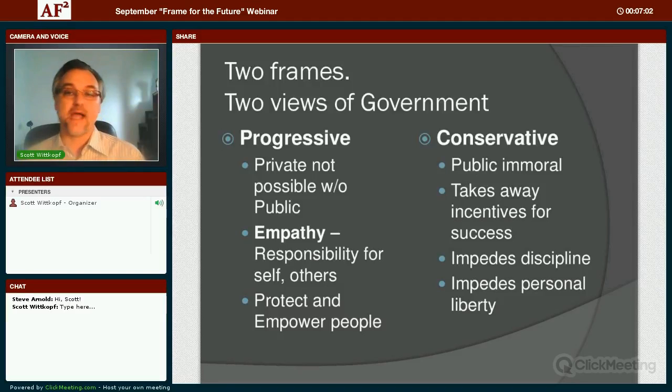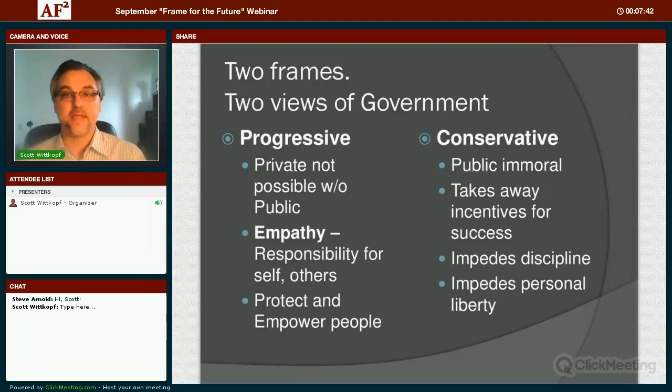Then on the conservative side, a very different view of government: primarily that the public is immoral. And why is the public immoral? A few reasons. First of all, it takes away incentives for success. That's number one. It impedes discipline. For example, if you have a social safety net, such as unemployment or Social Security, then people can't experience the pain, which is the punishment for not being disciplined. And that leads to the next point, which is that government impedes the disciplinary process itself. And finally, the idea that government impedes personal liberty.